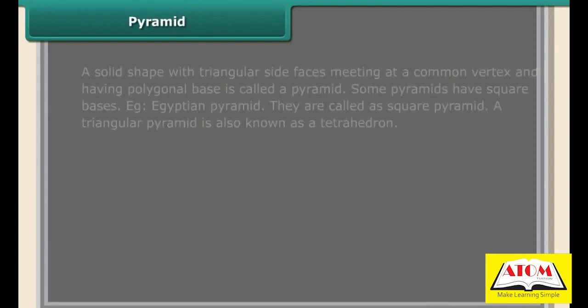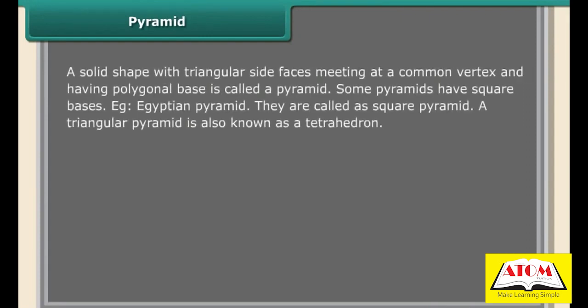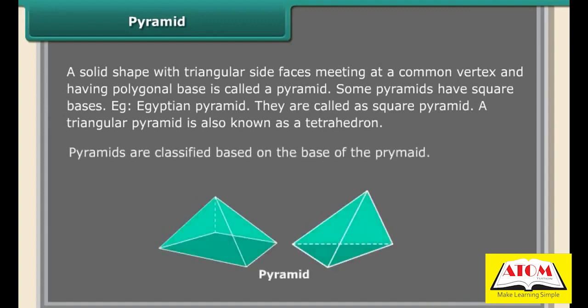Pyramid: a solid shape with triangular side faces meeting at a common vertex and having polygonal base is called a pyramid. Some pyramids have square bases. Example, Egyptian pyramid. They are called square pyramid. A triangular pyramid is also known as tetrahedron. Pyramids are classified based on the base of the pyramid.